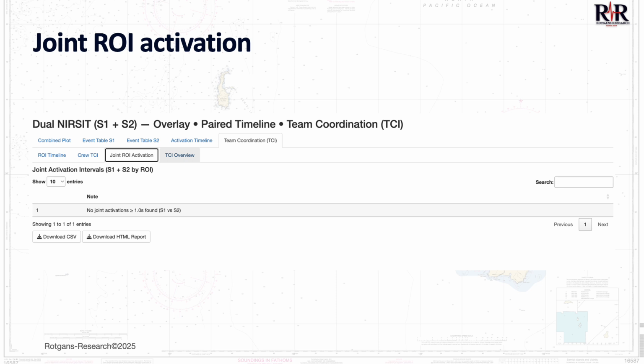In some contexts, joint activation may reflect necessary joint focus. In others, it may signal redundant effort or overload. This table links brain coordination back to the actual task timeline.